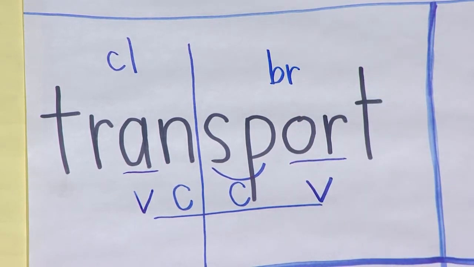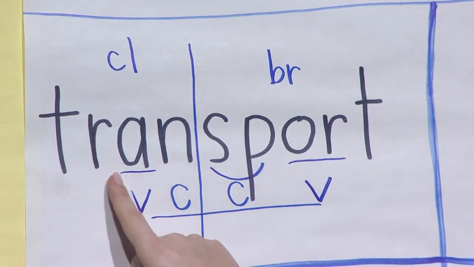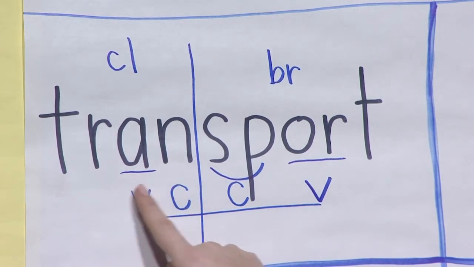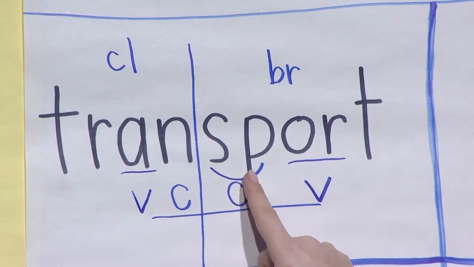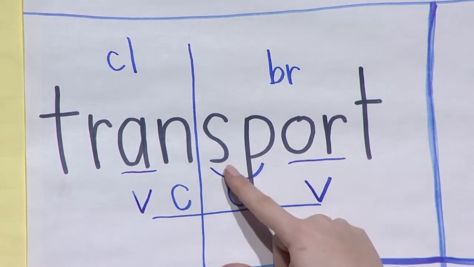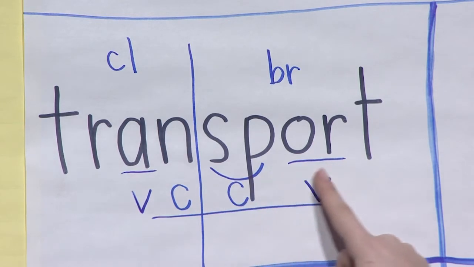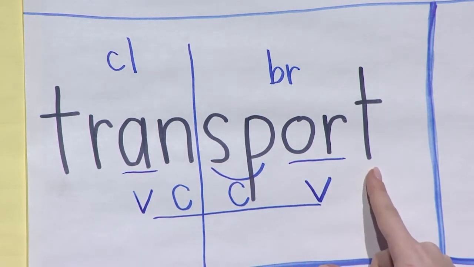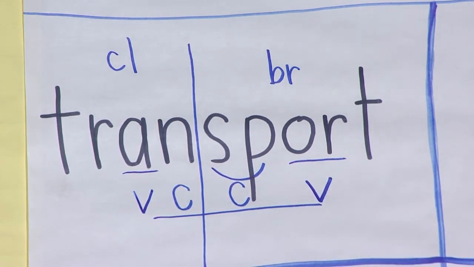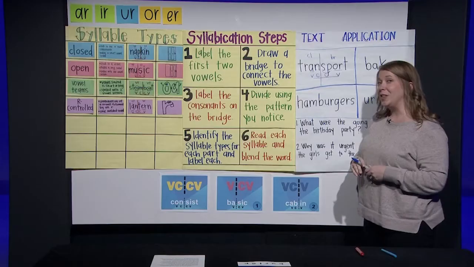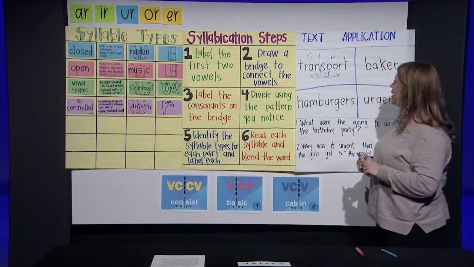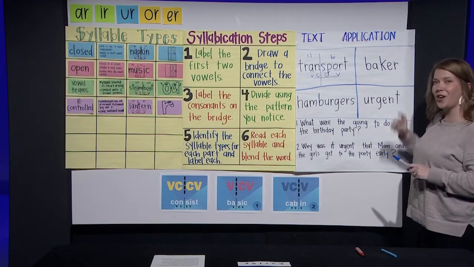All right, I think now we're ready to read each syllable and blend this word. So I'm going to kind of guide you just to warm you up, and then I'll let you take all the lead. Trans, port, transport. Very good. Moving one thing from one place to another. Awesome job. Let's do another one, and I'm going to let you guide me. Can you write this word on your paper?